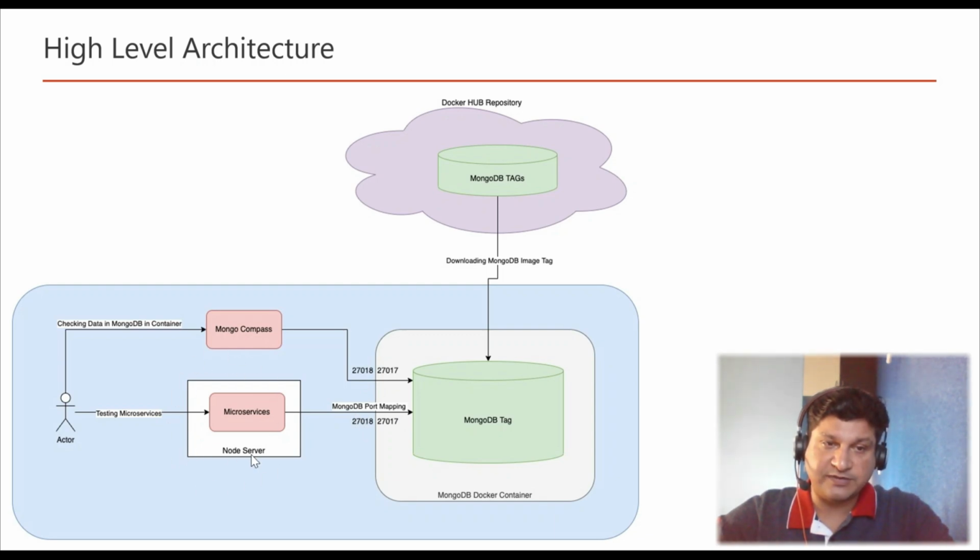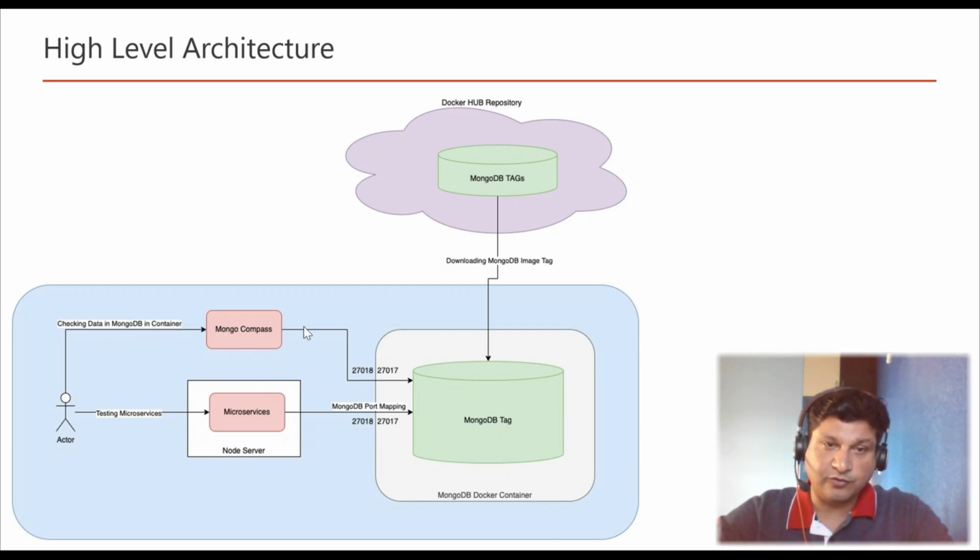Applications are running in my local machine, like what you see: the Node server and microservices. Mongo Compass is also running on my local host machine. Hence, I need a localhost port to access this MongoDB. That is why I have to create a mapping between a localhost port and a container port. Do you see that I have created this port mapping? What I am saying here is map container port 27017 to localhost port 27018. Hence, this MongoDB will be accessible to me on port 27018 on my local machine.